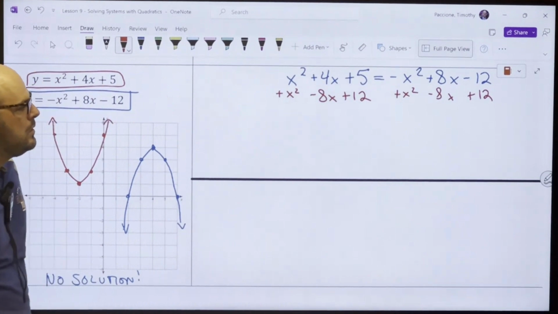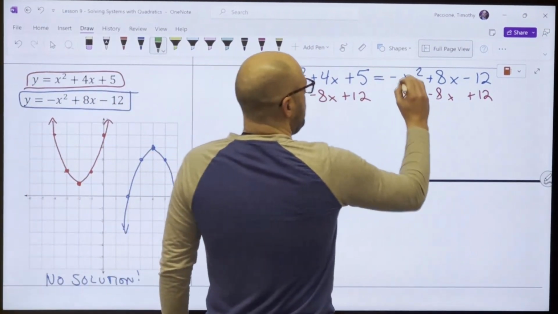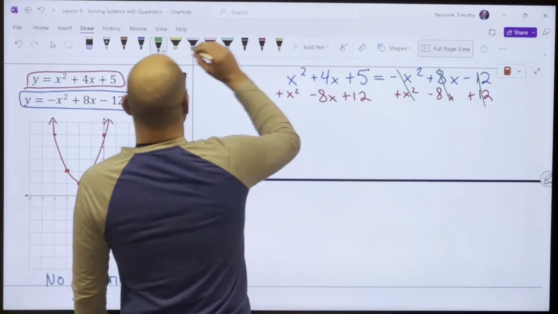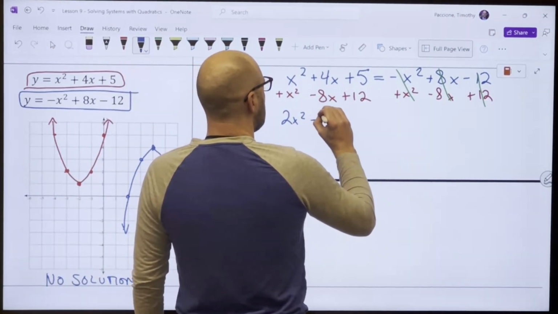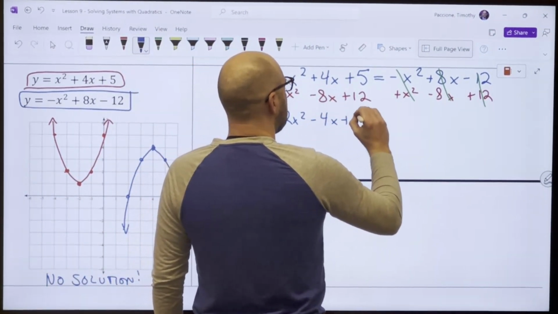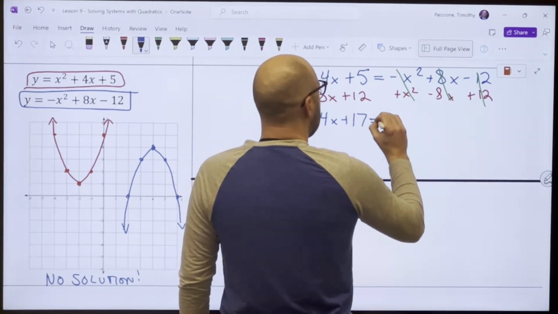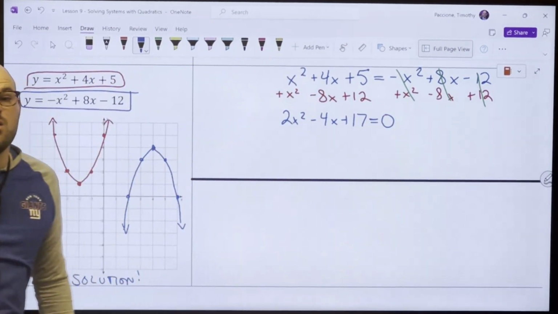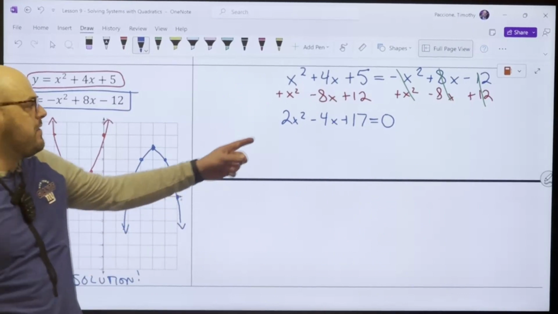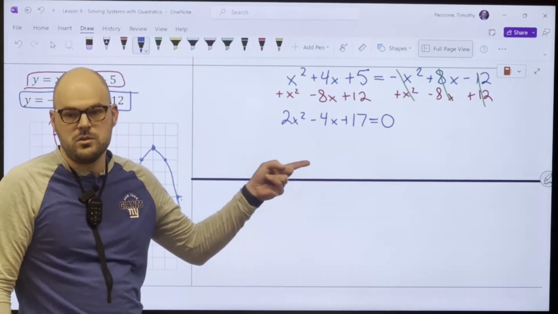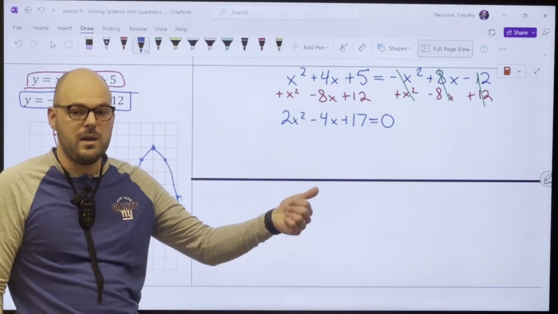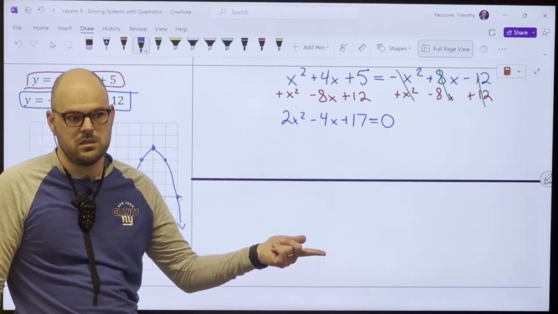Would it be 2x squared? Yeah, it will eventually. These cancel out, and then I end up with 2x squared minus 4x plus 17 equals 0. And I have to solve that for x. Now, right away, I see I have an a value that's not 1, and it's not a GCF. So I'm thinking I'm probably going to either rainbow method or quadratic formula this, right?